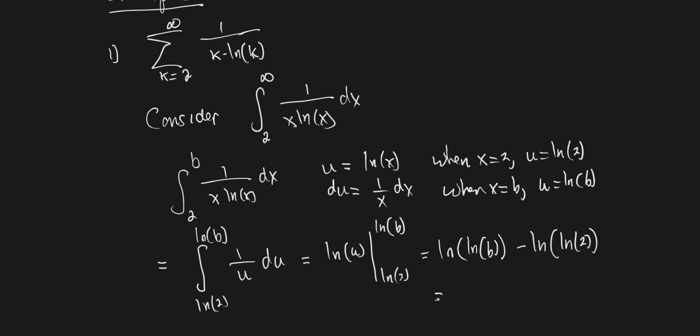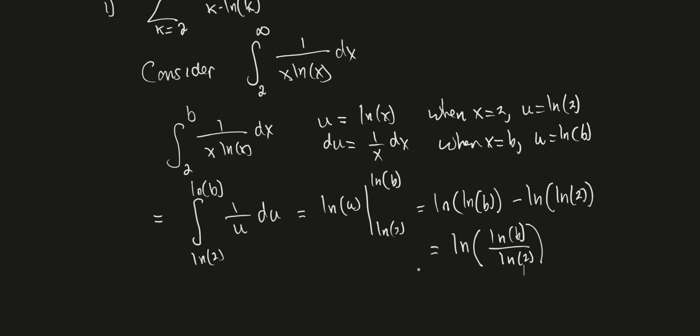And we could actually write this, we have two terms here. We could write it as a single term by saying the natural log of, and then use that property of logarithms where you take the log of this divided by the log of this. So the natural log of b divided by the natural log of 2. All right, okay, so there's our area function.